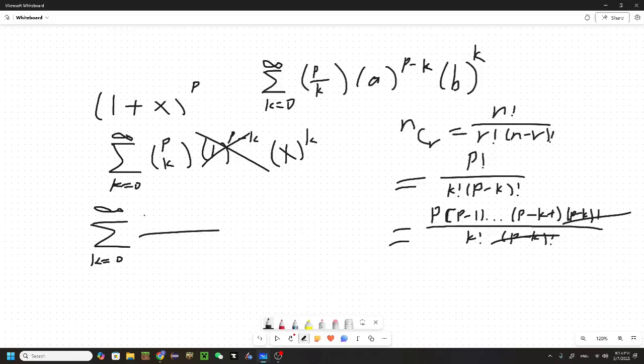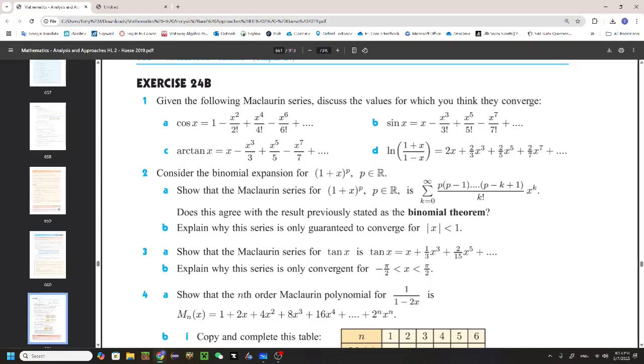And we can write this whole thing here: p times p minus 1 dot dot dot p minus k plus 1, and since that's the second last term, that's all we're going to write here. We'll write over k factorial times x to the power k, and that should show that the question is completed. Yep, I think we got it.